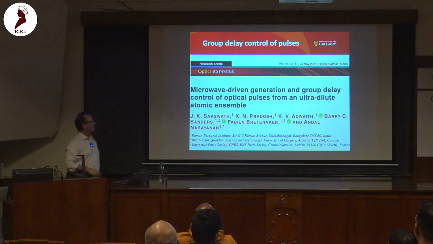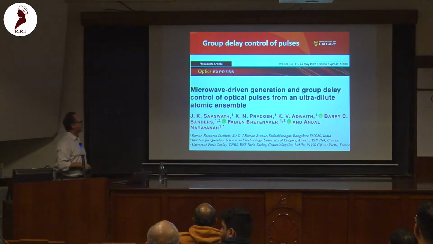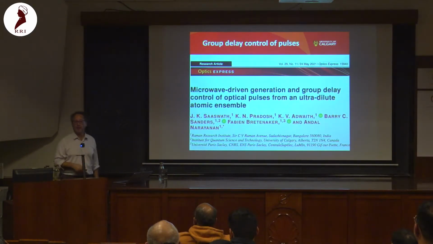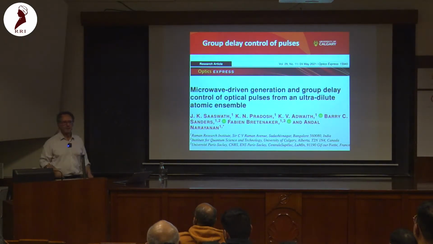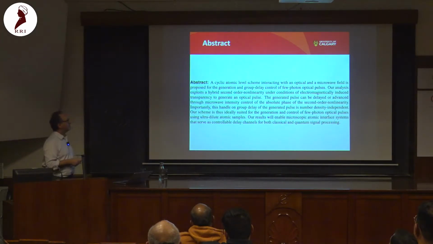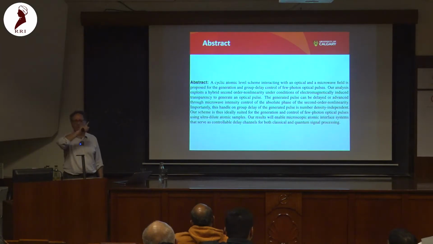And then the final work with Andal, from last year, is microwave-driven generation and group delay control of optical pulses. I should mention, Fabian Brettnacher has been out a few times, so he's another regular visitor to RRI. This makes use of the cyclic atomic level scheme, that's still the delta, with optical and microwave field control. And basically we want to be able to slow down a pulse.